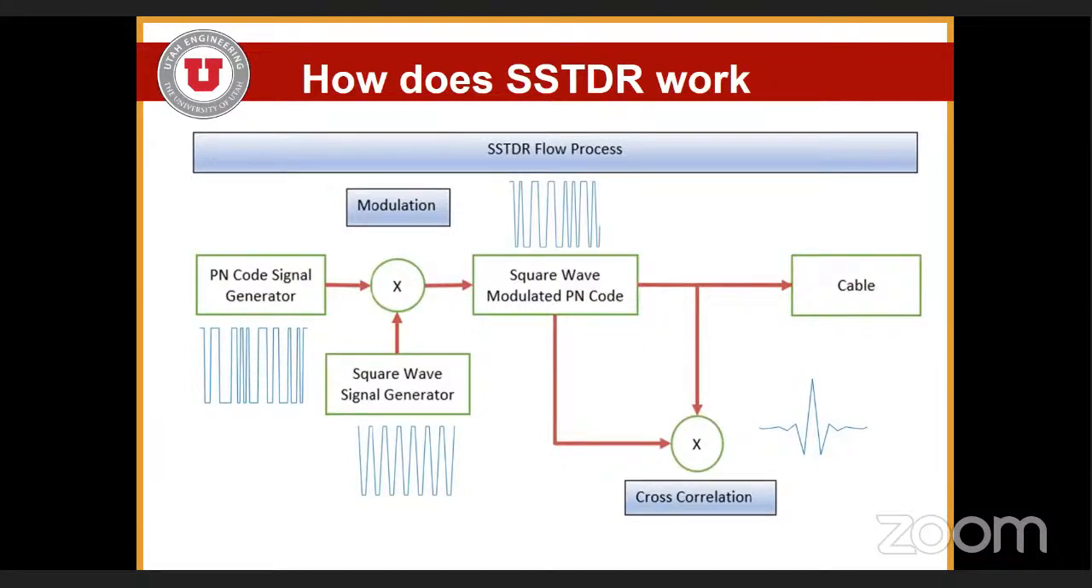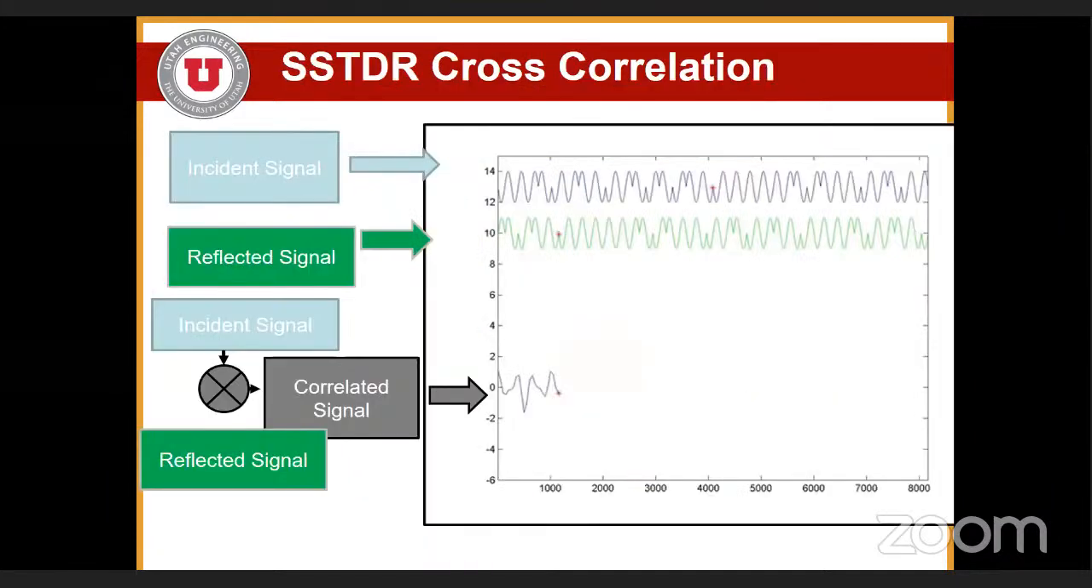And we cross-correlate the original modulated pseudo noise code with the reflection that came back from the cable, giving the signature that you see here. Now, there we go. So this is what it looks like when you evaluate the correlation of the two signals.